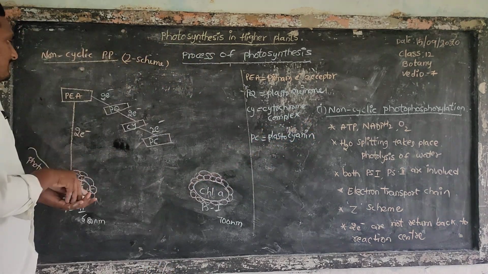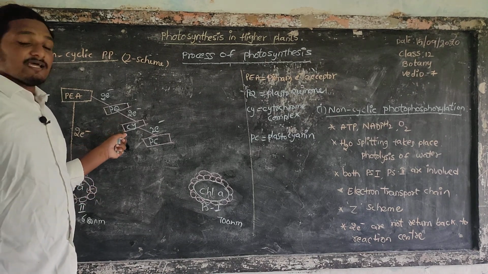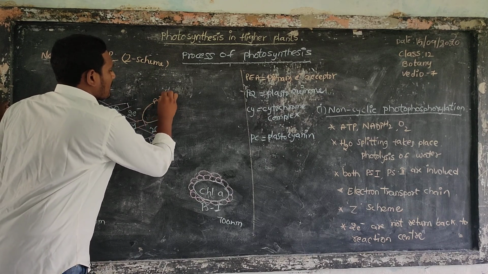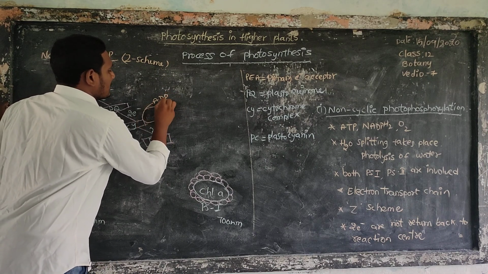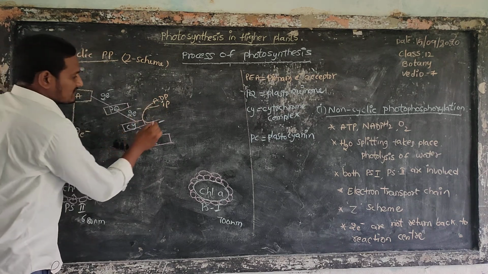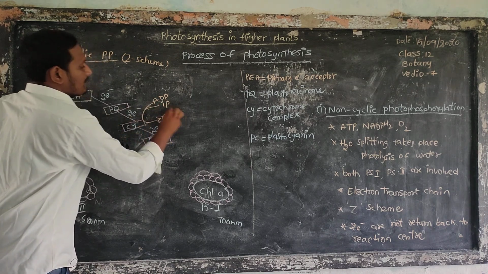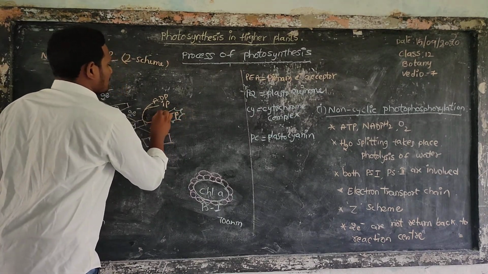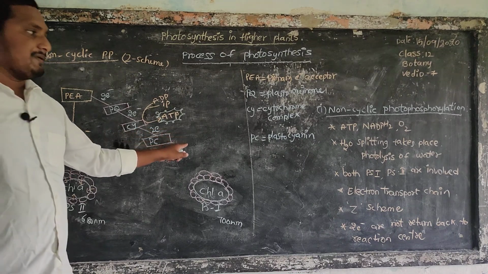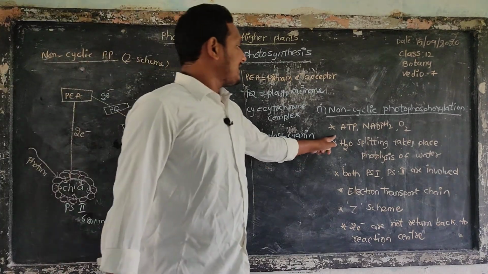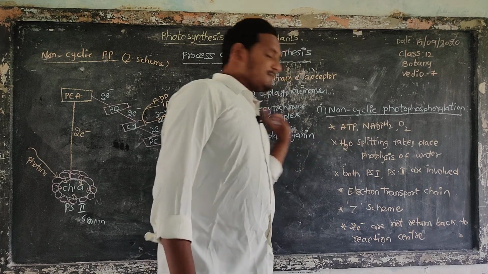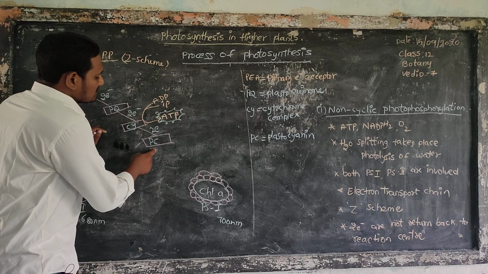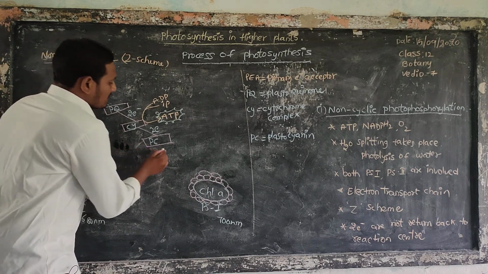At the time the electrons travel through the cytochrome complex, ADP plus one inorganic phosphate are joined together to form ATP. Here we are getting ATP and NADPH2.